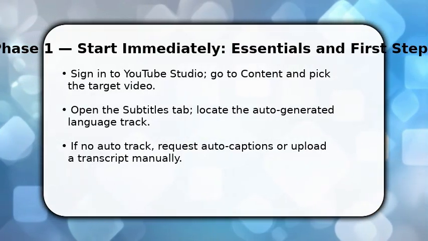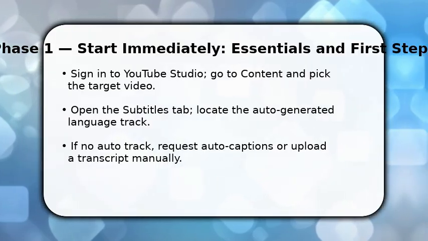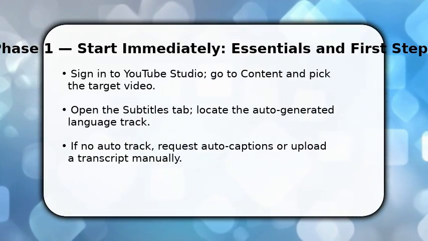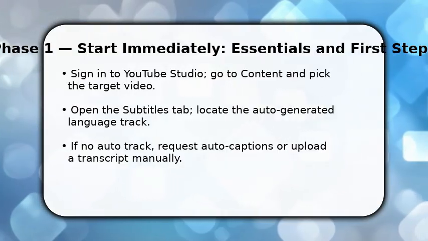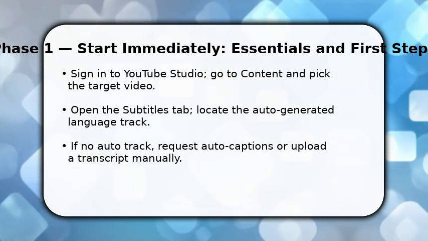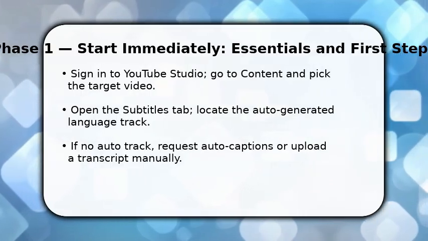You start by signing into YouTube Studio and selecting Content, then open the video you want to change. Once done, click Subtitles and find the auto-generated language track. It's usually labeled with Automatic. Make sure your video's language is correct, because YouTube uses that for auto captions.